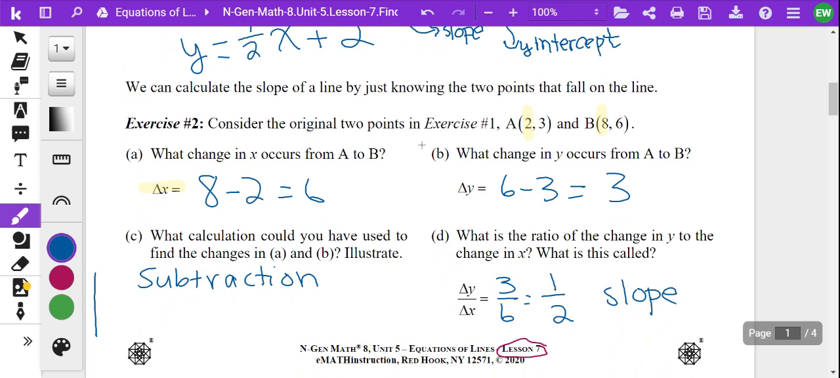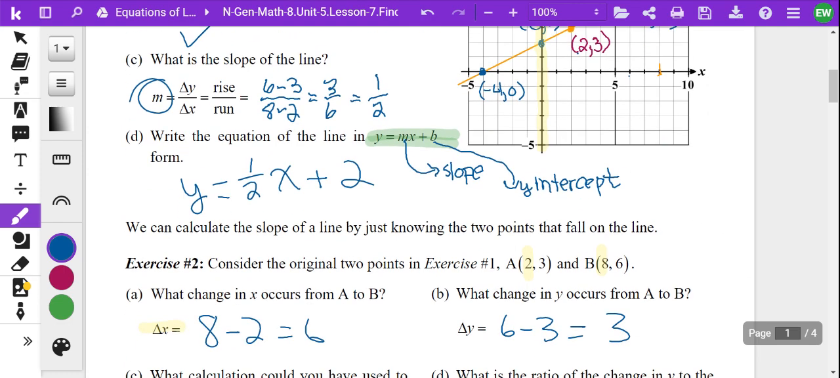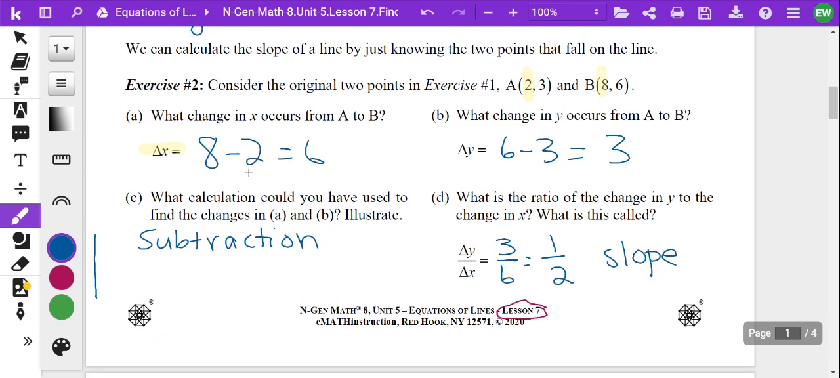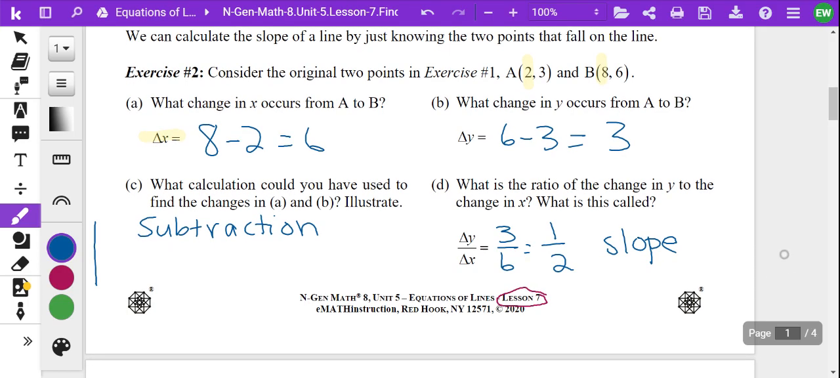So this kind of just goes over what we just did. We're considering the original 2 points, A and B, which were (8, 6) and (2, 3). And we're just doing the same thing we did up there. 8 minus 2 is 6. That's the change in x. And 6 minus 3 is 3. That's the change in y. We used subtraction to figure those out. And then we just simplified our slope. Okay? So if you don't have these notes at this point, you need to pause, rewind the video, go forward in the video, and get these notes copied.